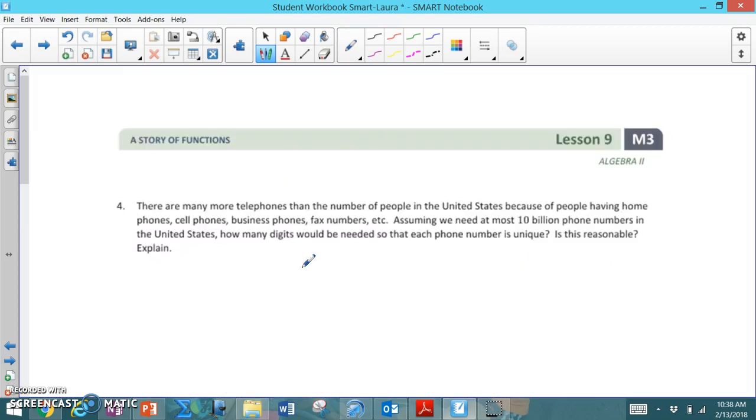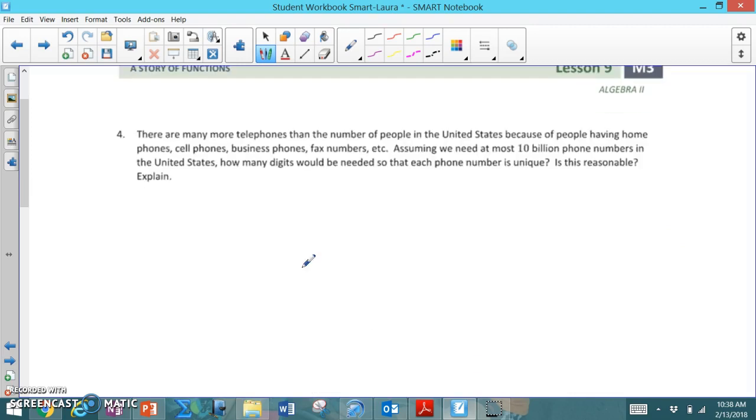And last but not least, the last example on the next page, number 4, talks about phone numbers. It says there are many more telephones than the numbers of people in the United States because of people having home phones, cell phones, business phones, faxes, etc. Assuming we need at most 10 billion phone numbers in the United States, how many digits would we need so that each number is unique?